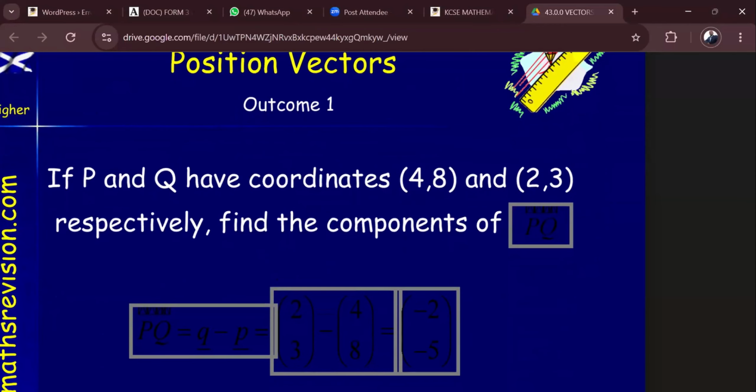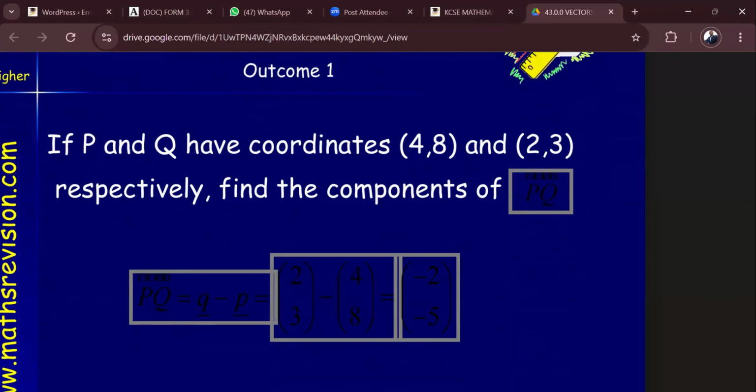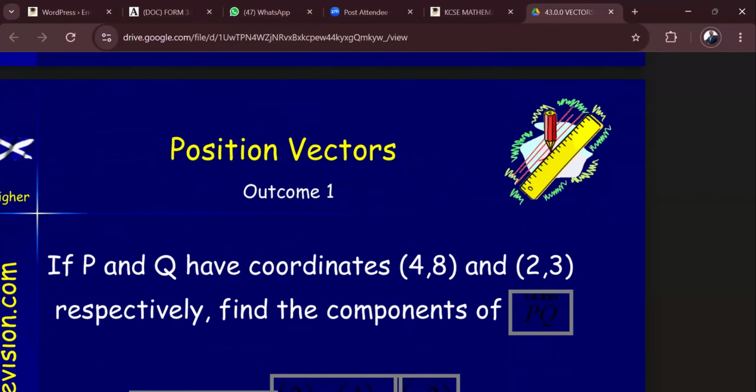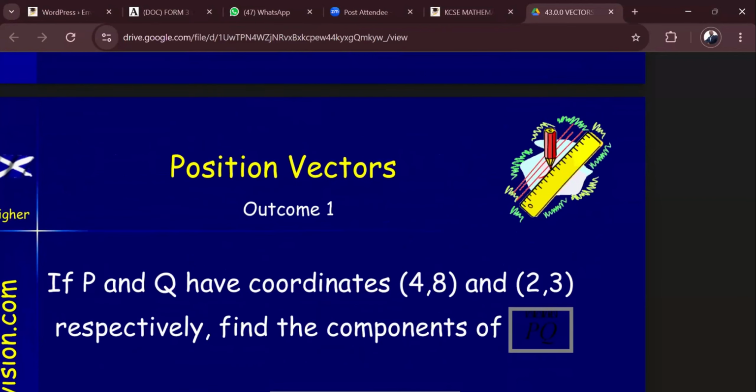If P and Q have coordinates (4, 8) and (2, 3) respectively, find the components of PQ. What are the components of PQ? I want to take you through it a bit so you see.